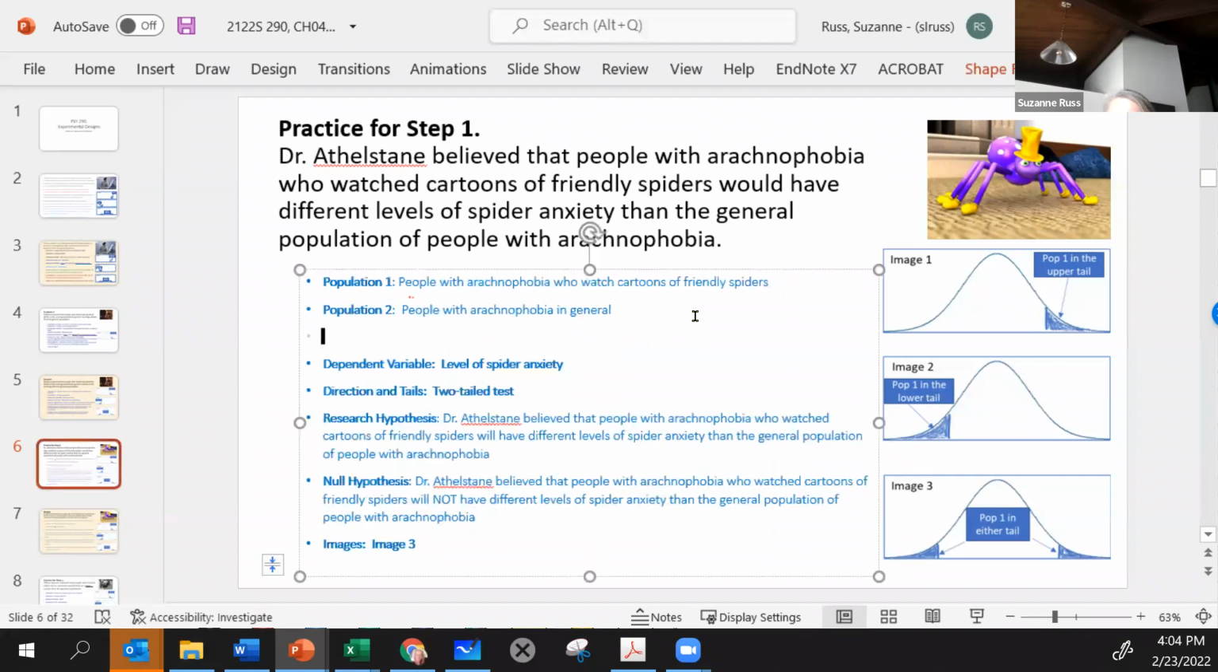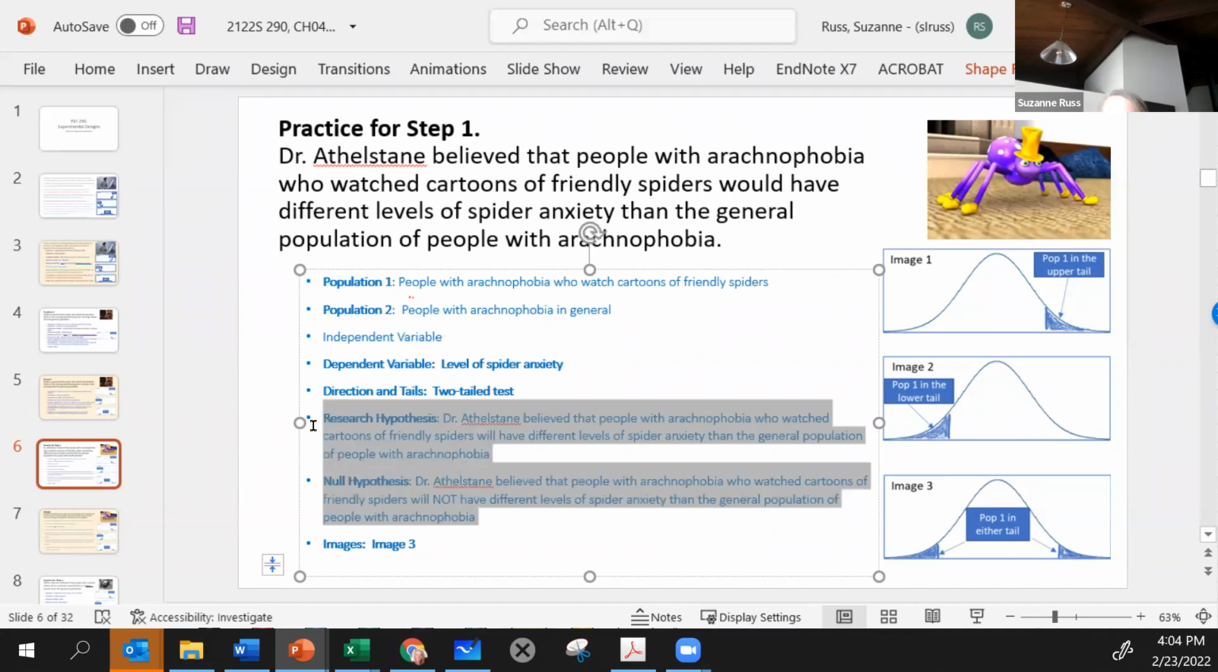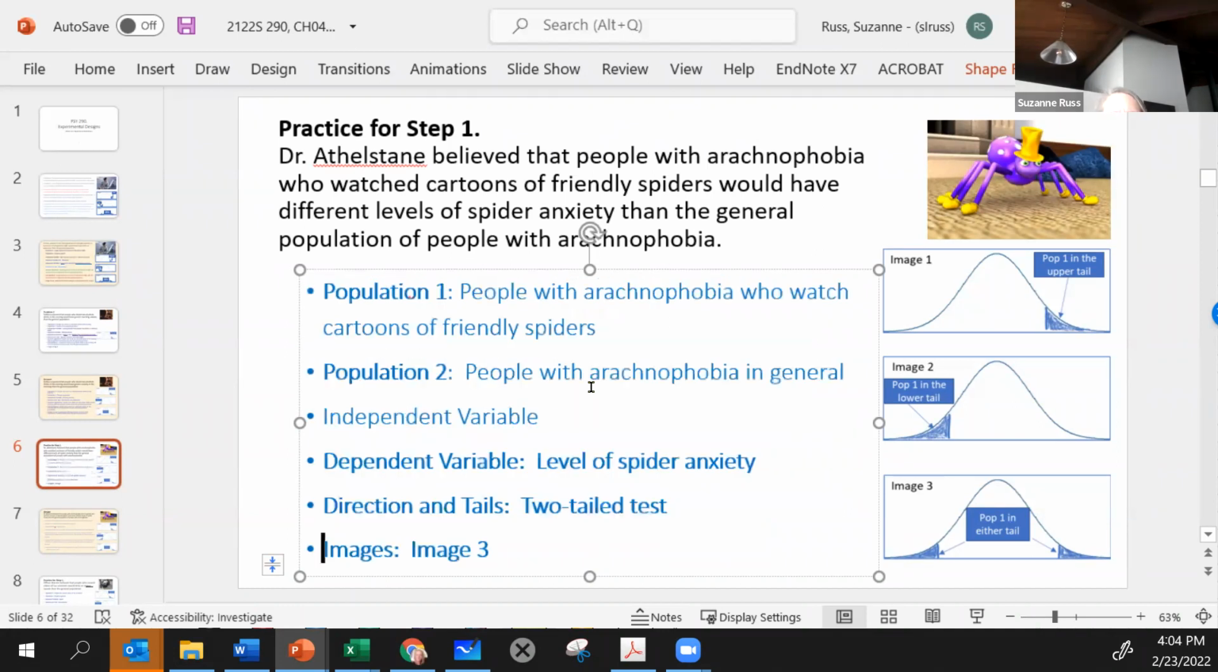So let's start by defining the independent variable. And just for the moment, I'm going to erase our hypotheses, just so we can see it a little bigger. Our independent variable is, how would we say this? What's different between these two groups? What does population one have that population two does not have? Jessica?